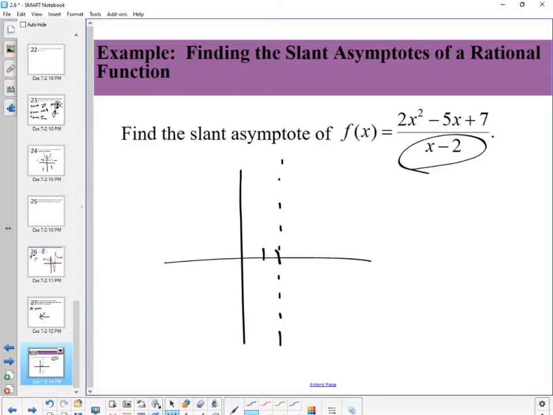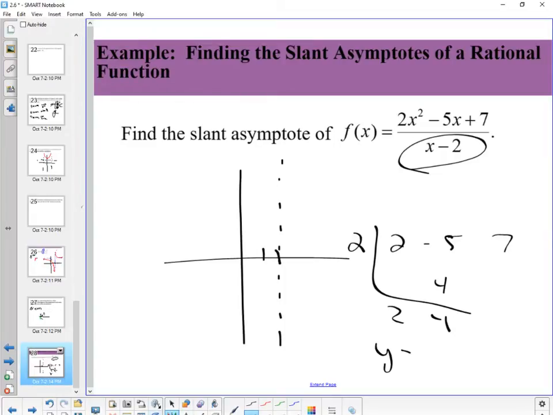So we can do our synthetic division only in this case because we have a first degree binomial we can divide by. We have 2, and then we have 2, negative 5, 7. What do we end up with? 2, 4, negative 1. And I don't even have to finish this at this point because all I really care about is this.